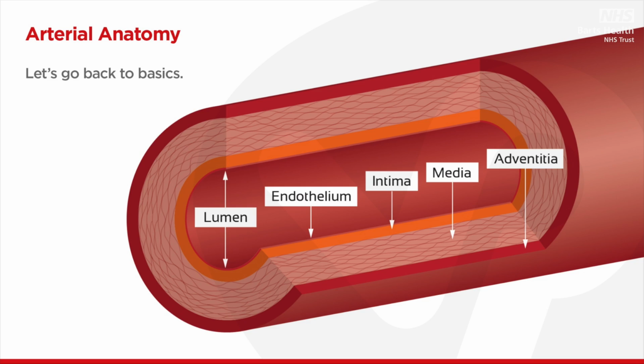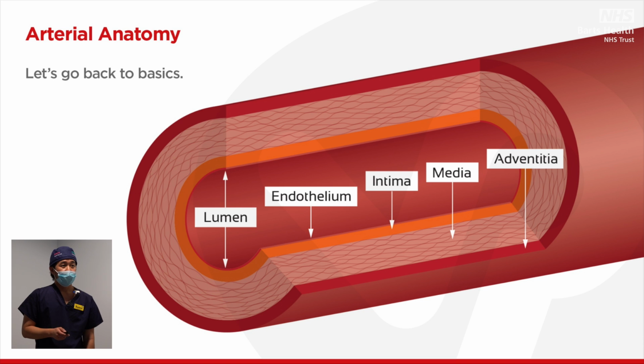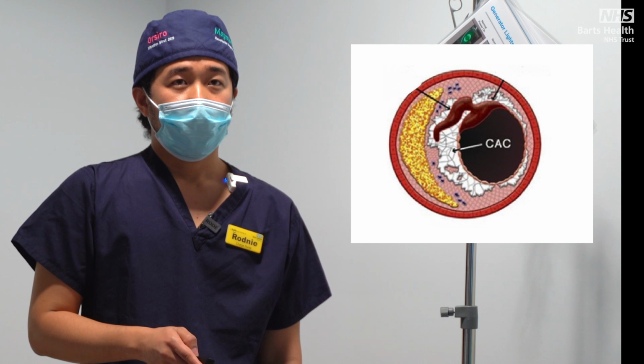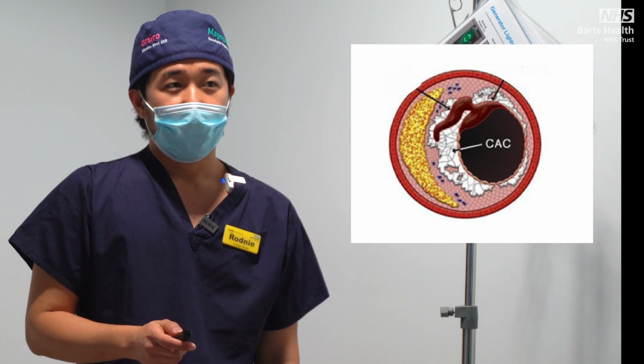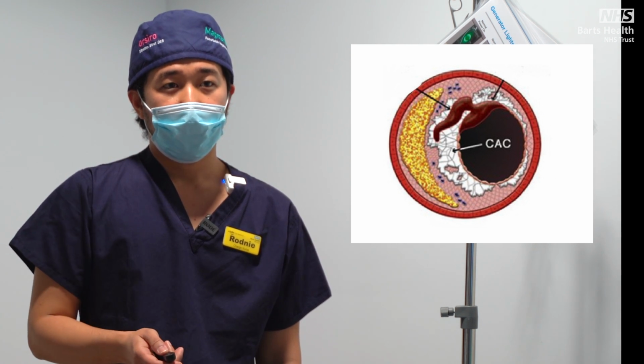So I'll show you the anatomy of the artery. It consists of different layers. The first one is the lumen, right? So it's not a layer, but the lumen. And then the first layer is the endothelium and intima, media, and adventitia. And the calcium is situated around here. So it's not in the middle, in the lumen. And I'll explain the problem with that later on, especially when we use rotablation.